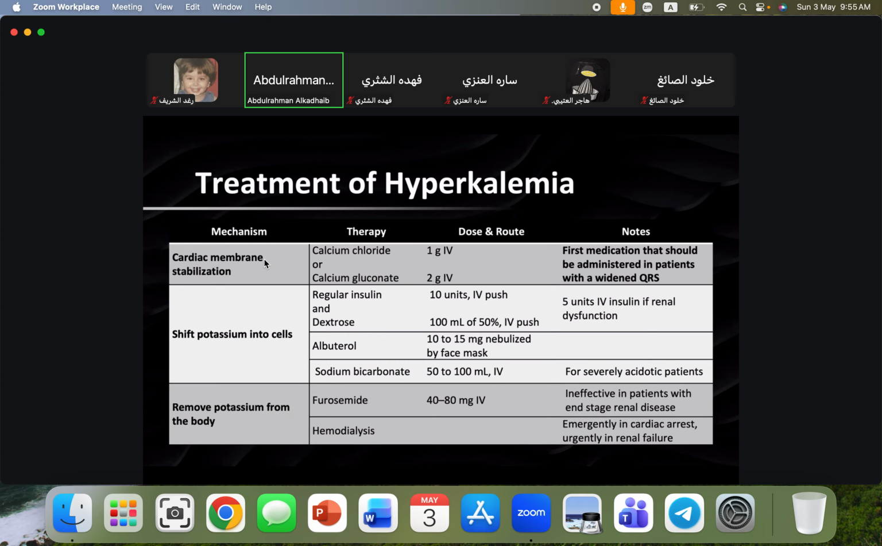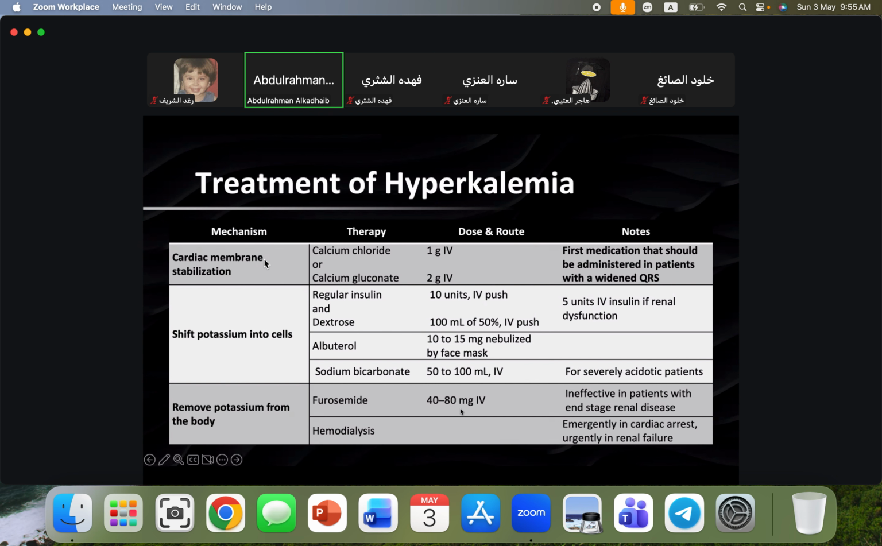So just to summarize, usually if there are ECG changes, we immediately go for calcium. Then we can give two of the potassium shifters, for example, insulin with albuterol at the same time. And if the patient is severely acidotic, we can give sodium bicarbonate.